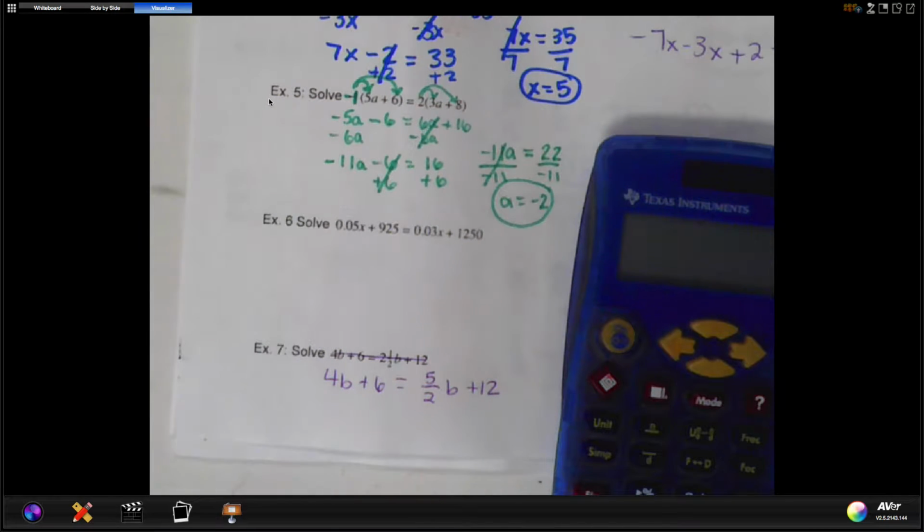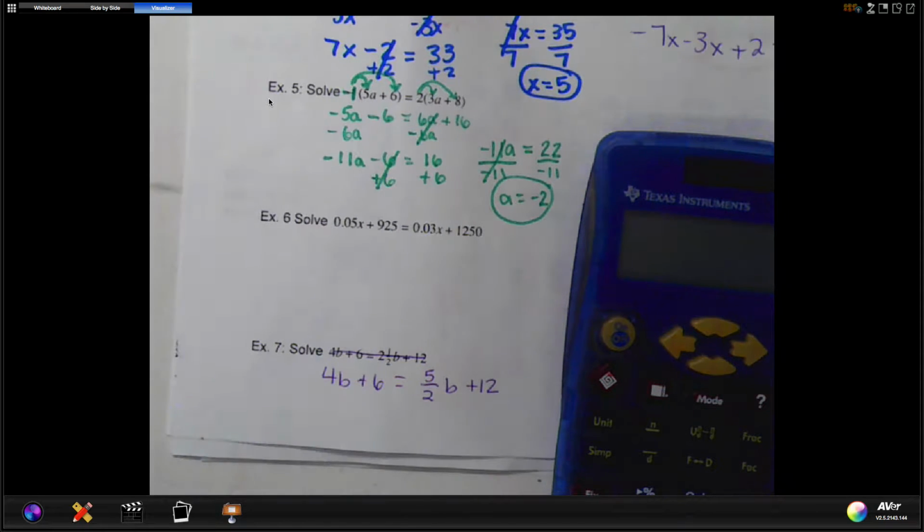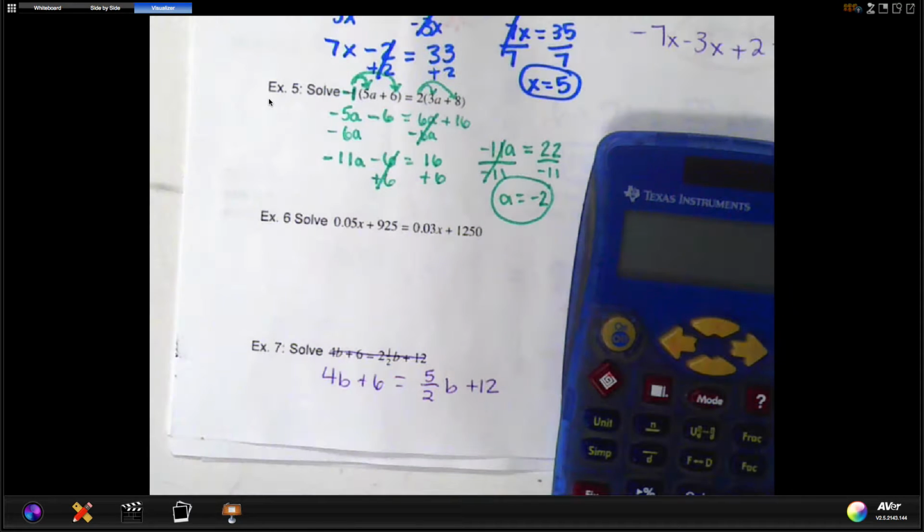Okay, good morning and welcome to Solving Equations with Variables on Both Sides. And today we're going to add to our plate what happens when we have several variables on both sides and what happens when we have fraction and decimal coefficients.